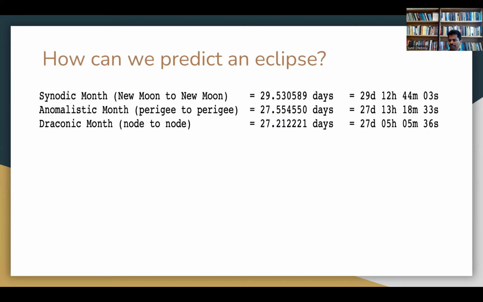The reason the prediction problem is hard is because of the complexity of the motion of the moon. Normally, when we talk about the lunar month, we say it's like 29, 30 days, we round it off. But there are three different types of moon months. One is the synodic month, the time from a new moon to new moon, which is 29.5 days. Anomalistic month, time from the shortest point in its orbit back to the shortest point, the distance to the Earth. So that is perigee to perigee. And the draconic month, which is going from the node to the node.